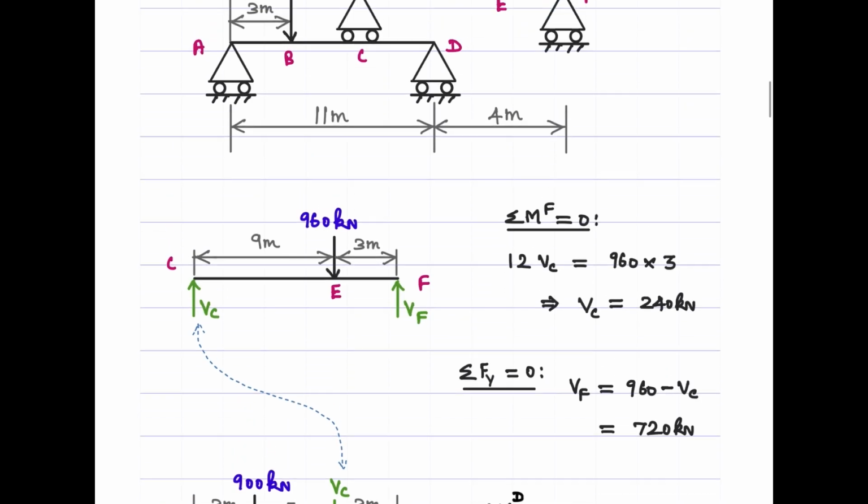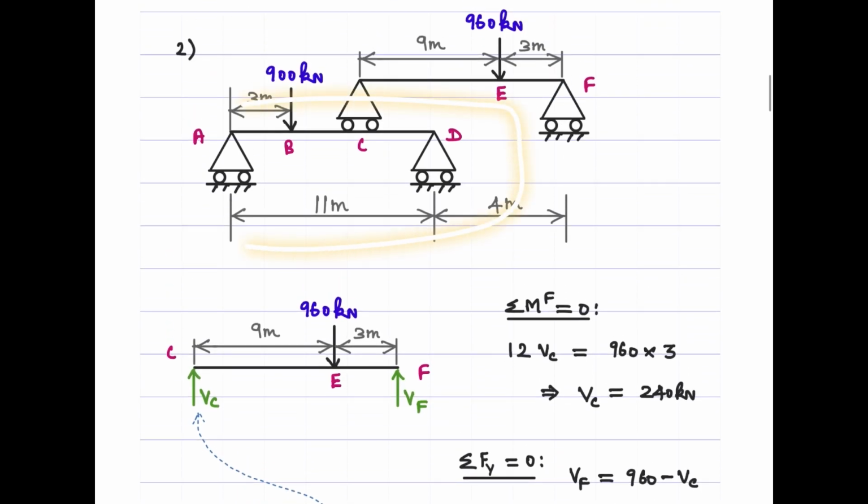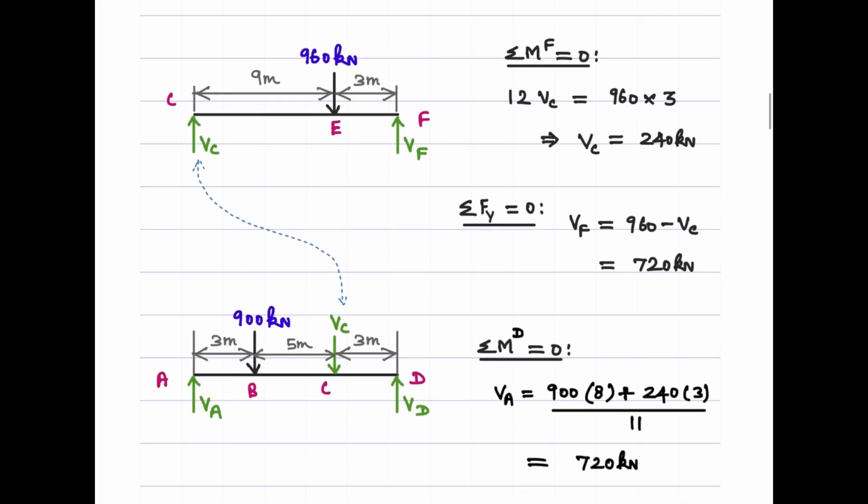So once this is done, what is the next step? We need to take care of this span ABC. So once you know the value of VC for this span CEF, you can use that for this span ABC, right? For equilibrium, if this particular reaction for span CF is upward, there is going to be a pair of forces. That is, if this is upward, there will be a downward force which is acting as a reaction on this span ABC. That's what I'm showing here.